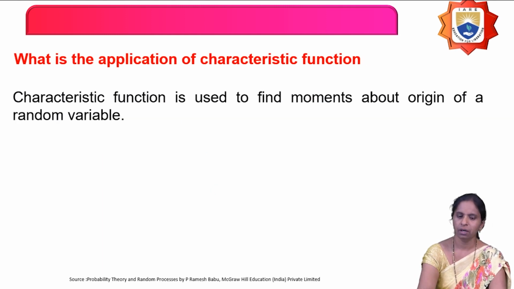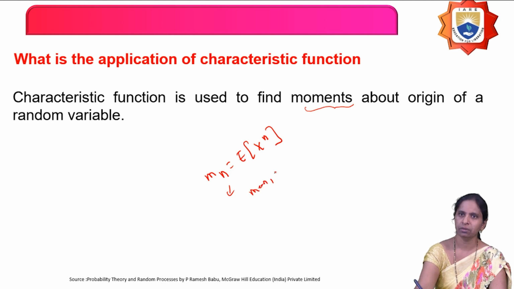Next, what is the application of the characteristic function? The characteristic function is used to find the moments about the origin of a random variable. What are the moments about the origin of a random variable? Mn, which is nothing but the expectation of x power n. Therefore, if you know the moments, you can calculate the mean, variance, skew, etc. So the characteristic function is used to calculate the moments about the origin of a random variable.